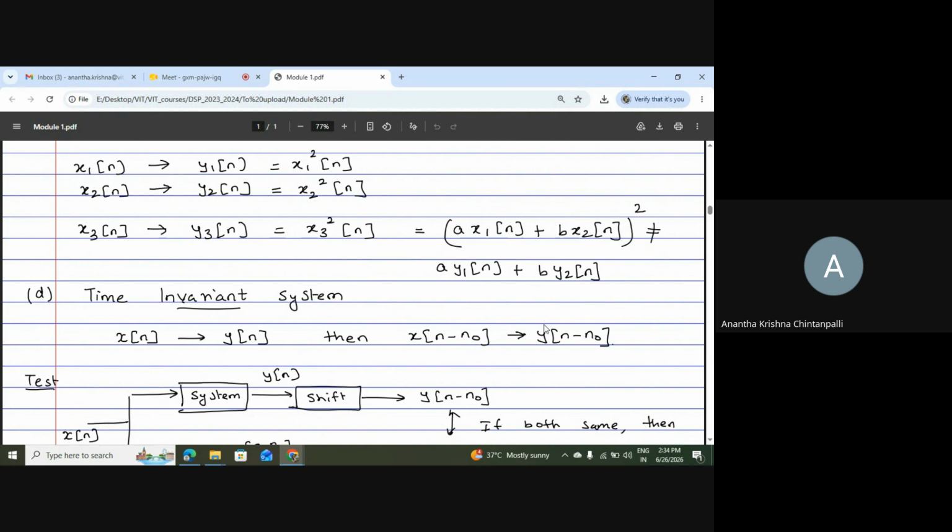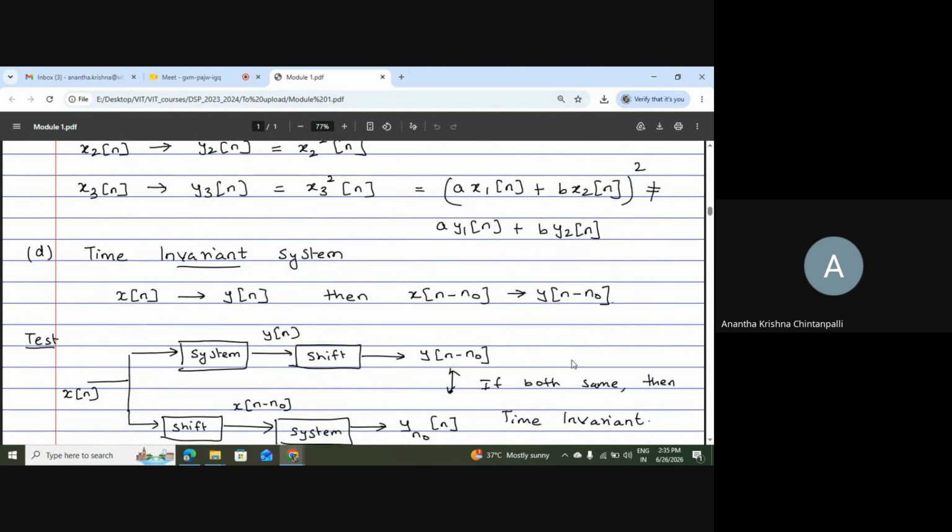The system that doesn't depend upon time. Meaning that if x of n produces y of n, then x of n minus n naught should produce y of n minus n naught. Clear? So it means that if a system is there, if I present an input x of n and I get an output y of n, if I shift the input by some amount, the output should be shifted by the same amount, provided the system is a time invariant system.